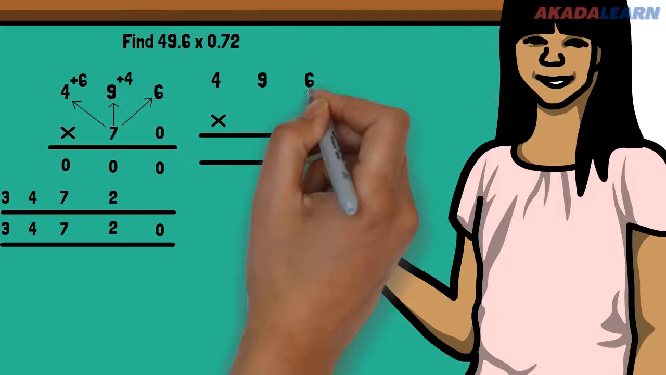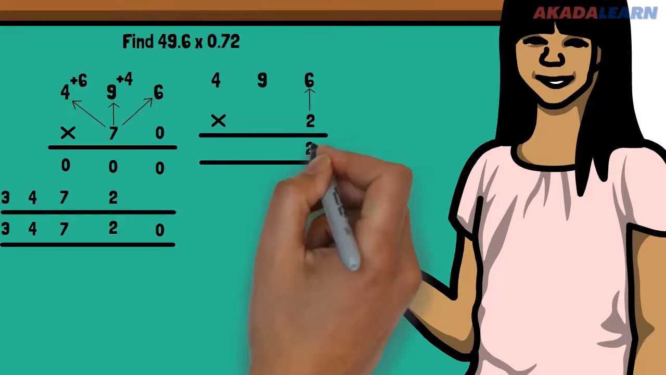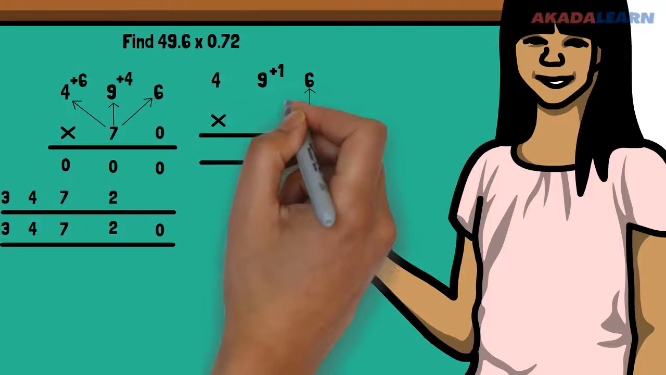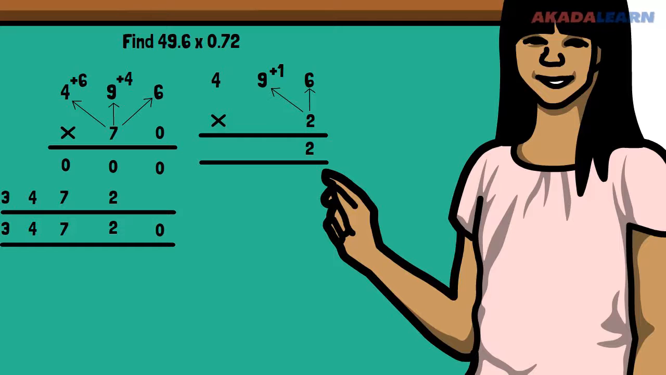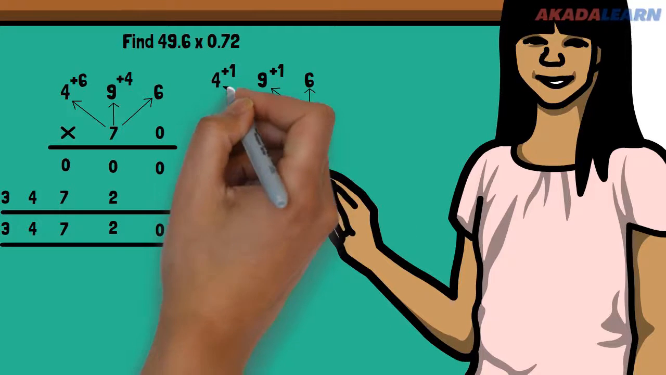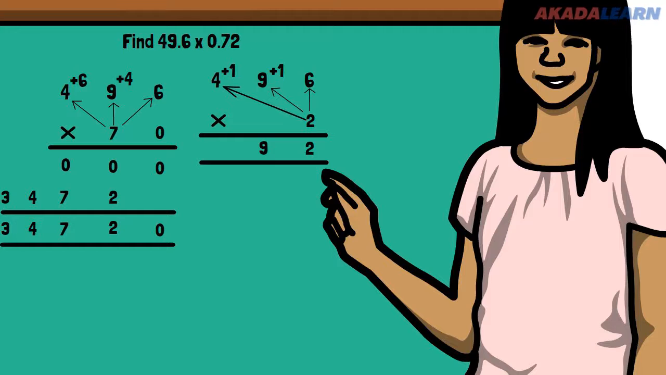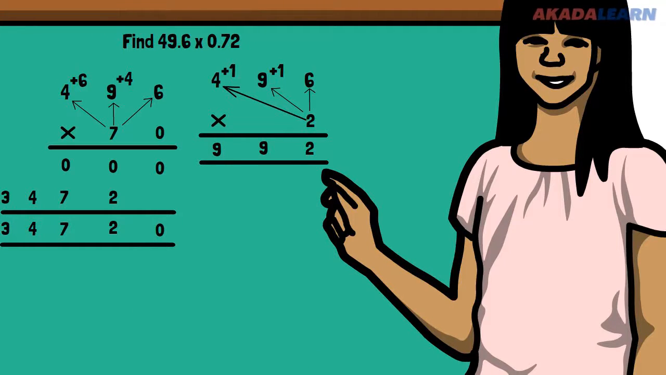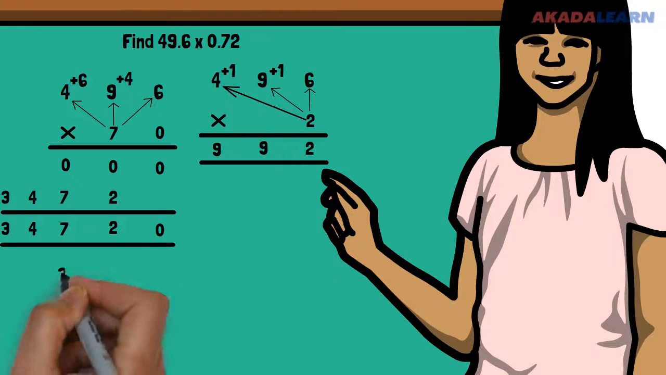2 times 6, that's 12. So bring 2 down, then plus 1 up. So 2 times 9, that'll be 18, plus 1, that'll be 19. So you put down 9, you carry 1. Then 2 times 4 is next. That's 8 plus 1, that's 9. So which is 992. So we're going to add the two together to give us our final answer.